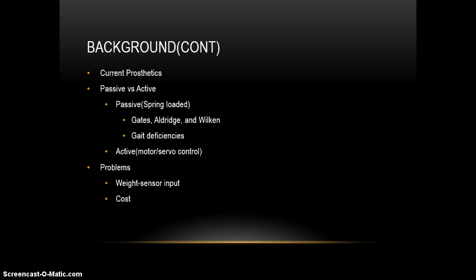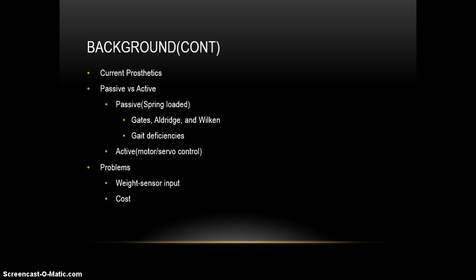There's a huge debate between passive and active prosthetics. Passive prosthetics are usually spring-loaded, so they don't really have any motors in them. As this study by Gates, Aldridge, and Wilkins points out, passive prosthetics have gait deficiencies during faster walking, running, or other normal activities, which leads the user to spend more energy in trying to move. Active prosthetics, since they have motor and servo control, reduce the energy the user needs to spend, and simulate the human ankle better.